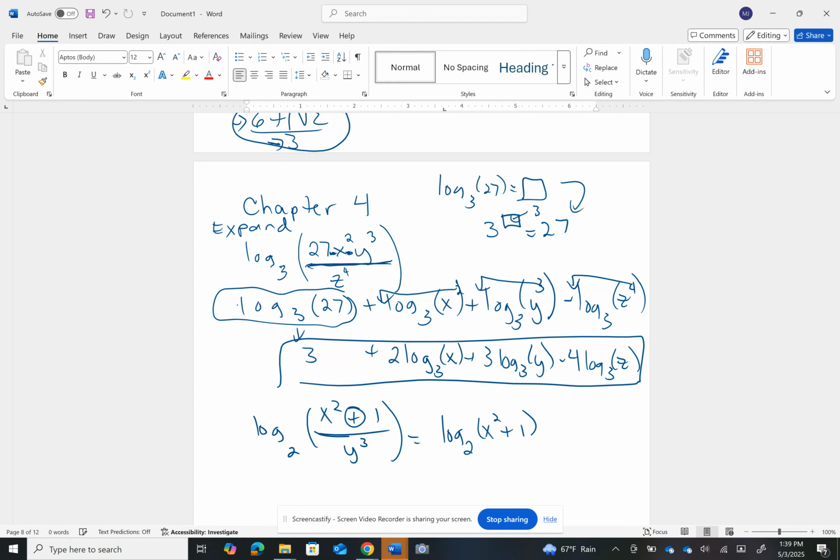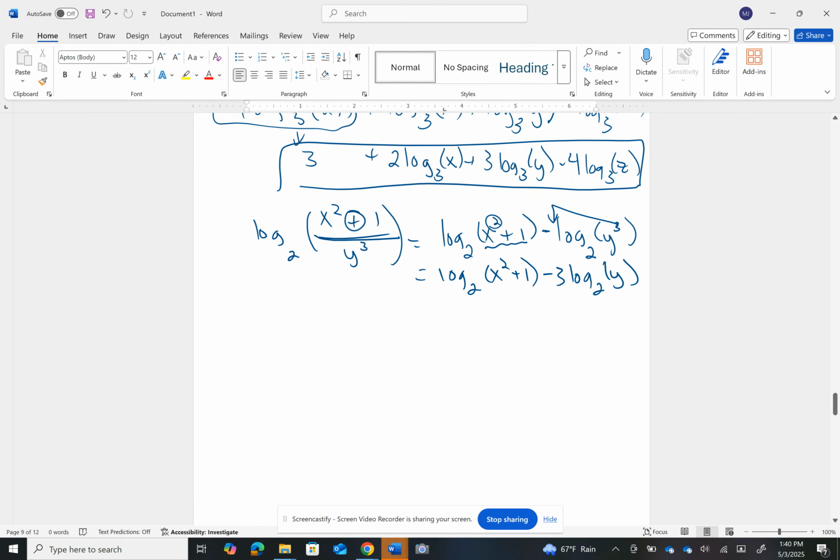But then the quotient allows us to use that property of logarithms that says we could change it into the difference of these two logs. And then on this one, the 2 can't come down in front because that log base 2 is applied to x squared plus 1, and that's not being squared. So that first term is expanded as much as possible, but the second one I can bring the 3 down in front. So this would be log base 2 of x squared plus 1 minus 3 log base 2 of y. And I'd be done.